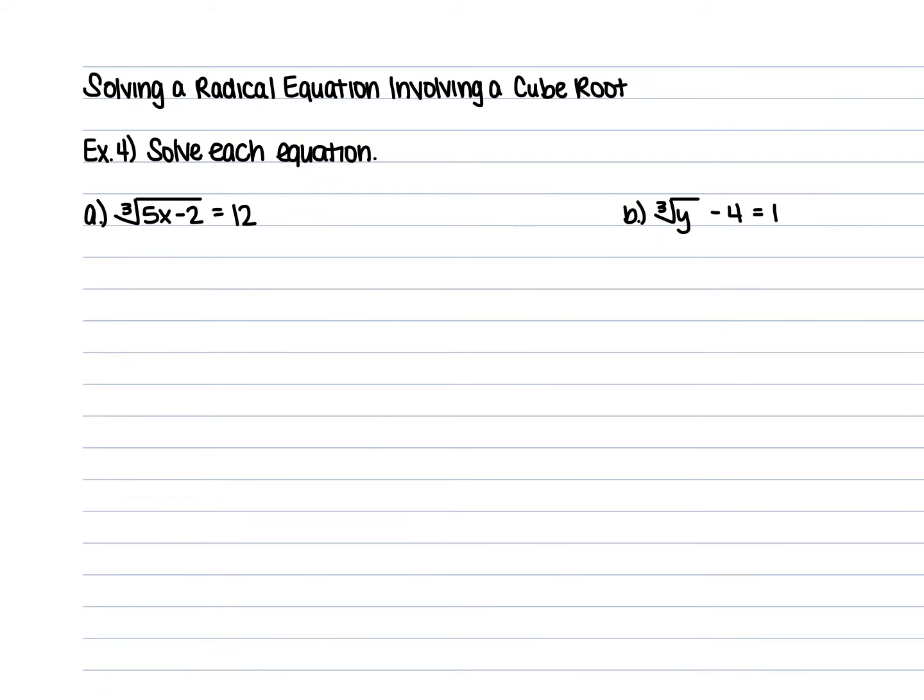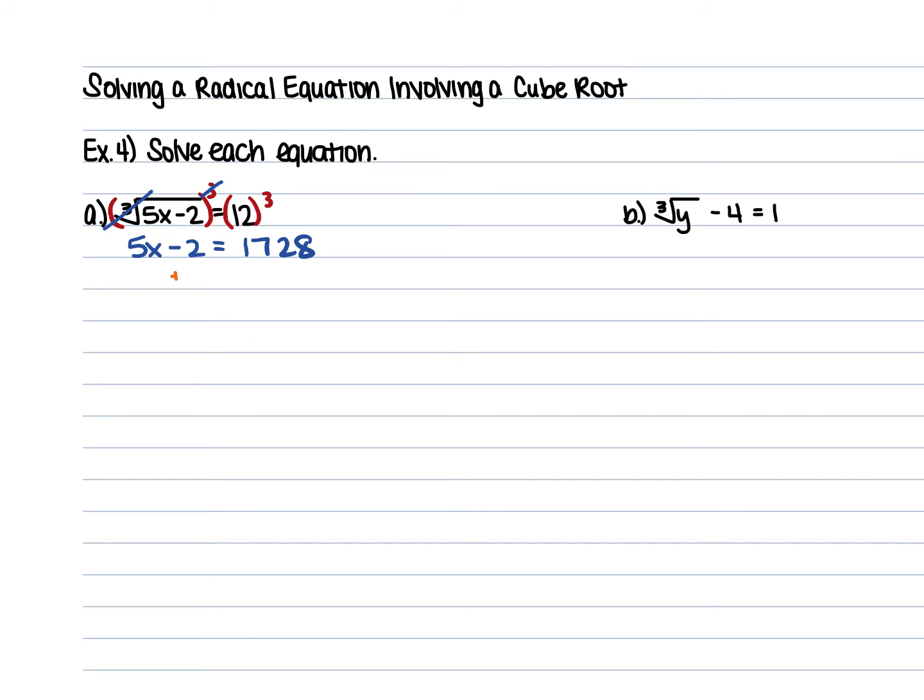For example 4a, we have the cube root of 5x minus 2 is equal to 12. Your index here is 3. So you're going to take each side and raise it to the third power. From here, that will cancel out your radical and the power on the left side to where you just have the 5x minus 2. Next, you have that 12 to the third power. 12 to the third power is 1,728.